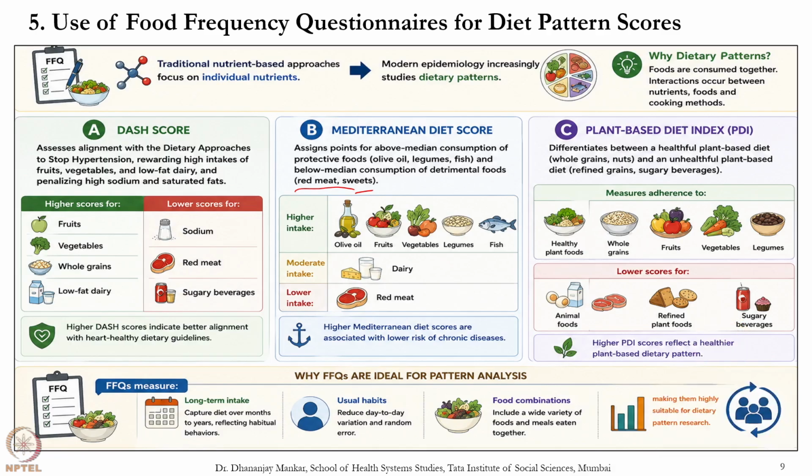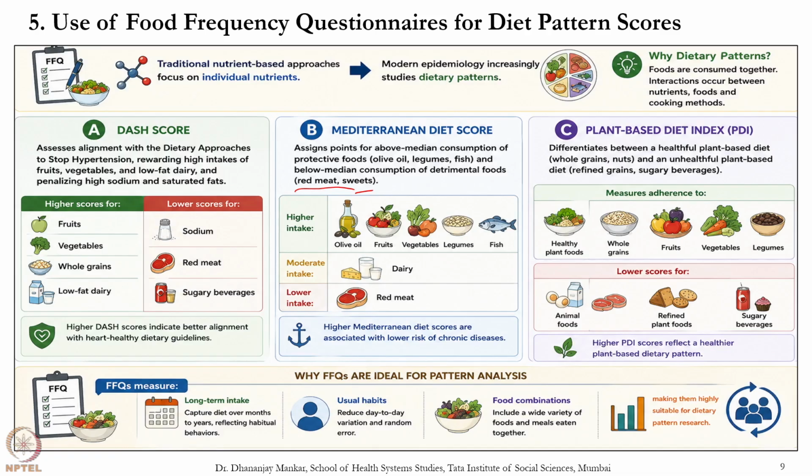Then comes the plant-based diet index, that is PDI. The differentiation is between a healthful plant-based diet, that is whole grains, nuts, and an unhealthful plant-based diet, that is refined grains, sugary beverages. So you can say the measure adheres to healthy plant foods, whole grains, fruits, veggies and legumes, and a lower score goes to animal foods, refined plant foods and sugary beverages. So a higher PDI score reflects a healthier plant-based dietary pattern.